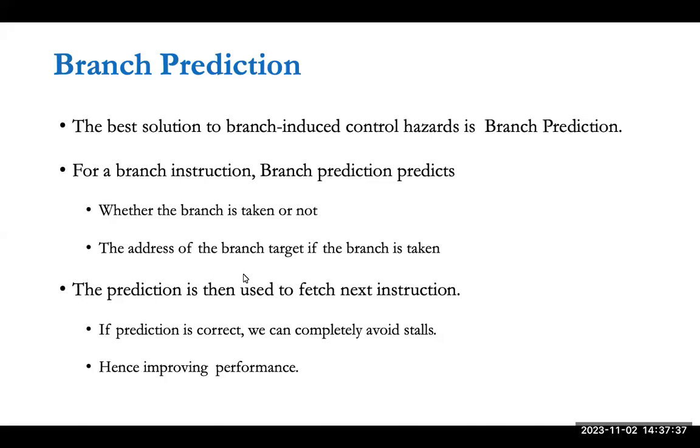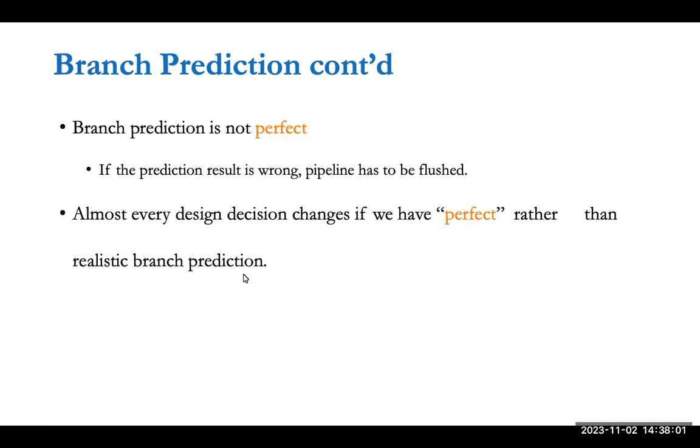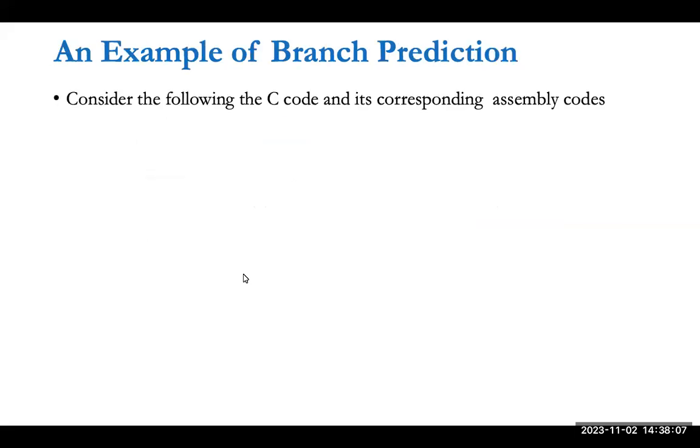If the prediction is correct, then the instruction pipeline execution stages go smoothly, or else all the instructions which are there in the pipeline at different stages must be flushed out. So the branch prediction is not perfect, but if the prediction result is wrong, then as we said, the pipeline has to be flushed out. Almost every design decision changes if we have perfect rather than realistic branch prediction.